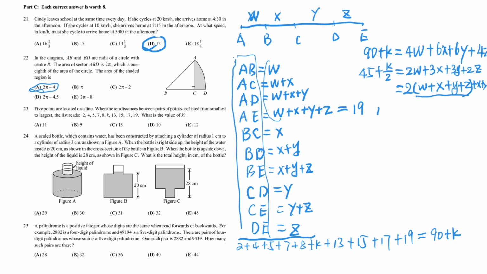So we have 45 plus k over 2 equal to 38 plus x plus y. And we simplify: 7 plus k over 2 equals x plus y. Because k over 2 must be an integer, k is an even number. Between 8 and 13, the only even numbers are 10 and 12. So probably k equals 10 or k equals 12.